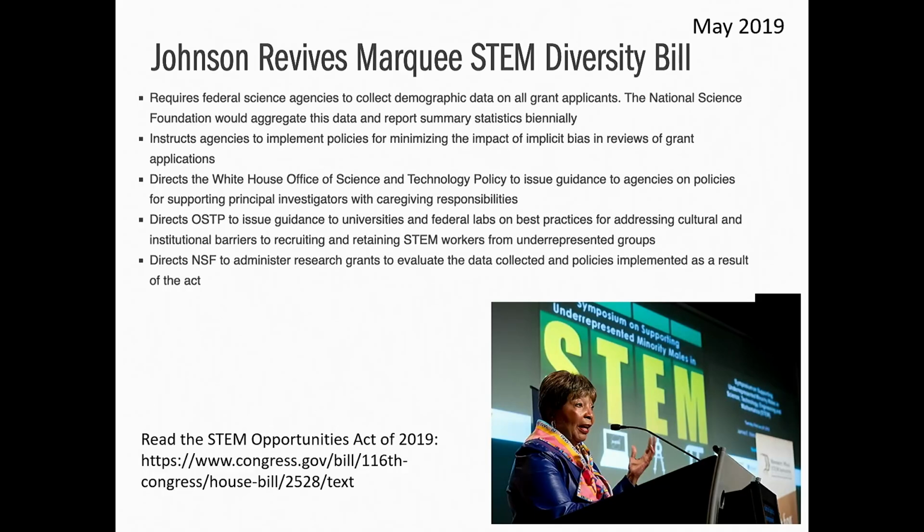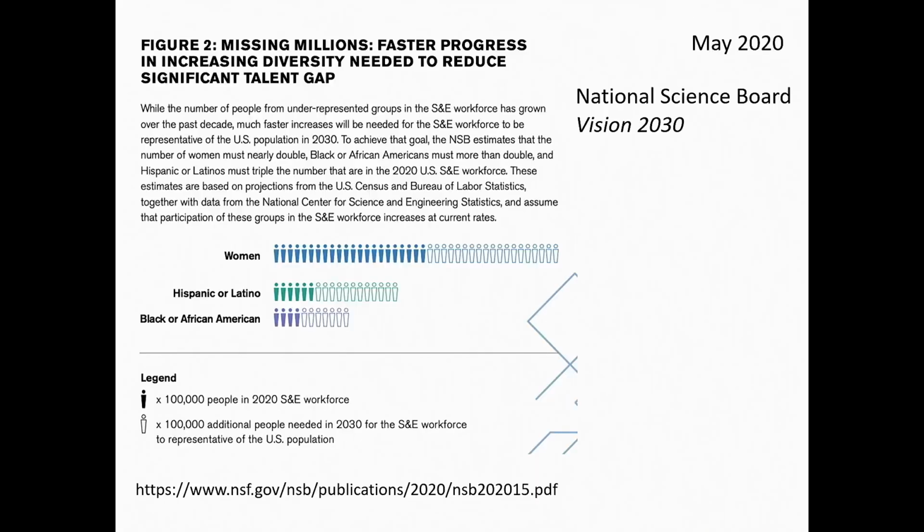So meanwhile, around this time, there's a new marquee legislation that's proposed called the STEM Diversity Bill, the STEM Opportunities Act of 2019. You can read what it does, but basically it just requires more data capture from the US federal research agencies. It doesn't have any funding associated with it. It's just trying to identify the problem and capture it a bit more.